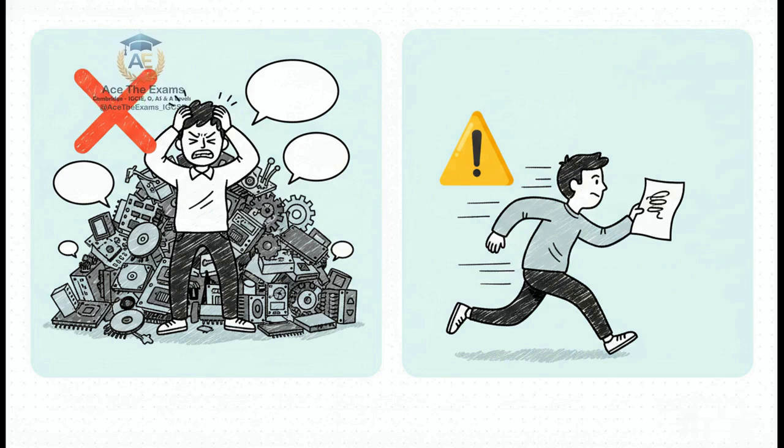Now look at Sam over on the right. Sam actually knows the technical answer, but Sam rushes. Sam completely misses the specific command word requirements, like evaluate or justify, and just provides a simple, unstructured sentence. The result? Both of these candidates lose massive marks. And it's not because they don't know computer science. It's because they completely lack the strategy to effectively communicate their knowledge to the grader.